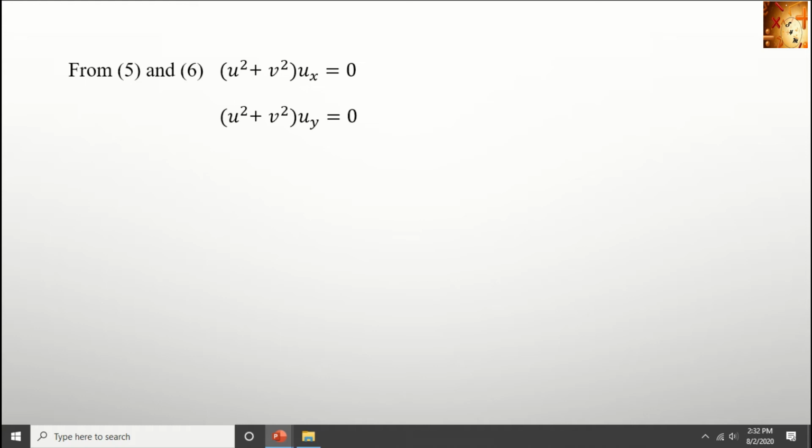By these calculations we get two equations, that is u square plus v square into ux equal to 0 and u square plus v square into uy equal to 0. Consider the first equation, that is u square plus v square into ux equal to 0, which means a product is equal to 0, which means either u square plus v square equal to 0 or ux equal to 0. What is u square plus v square?